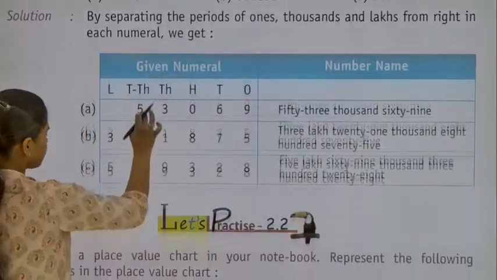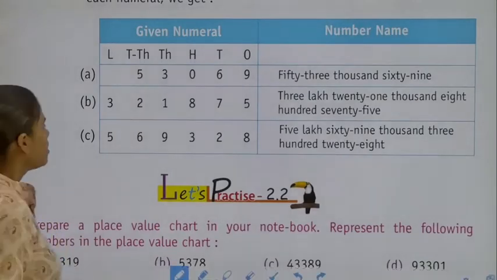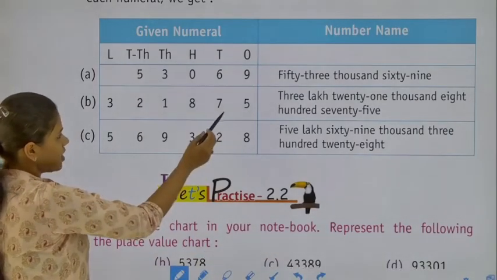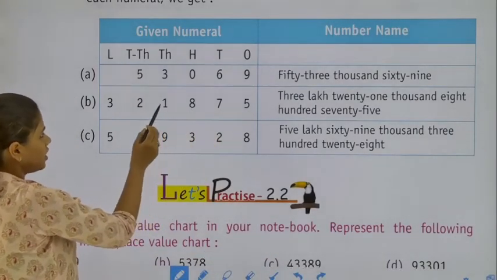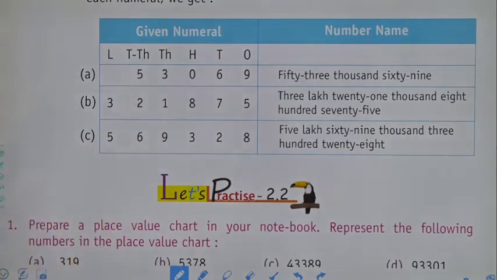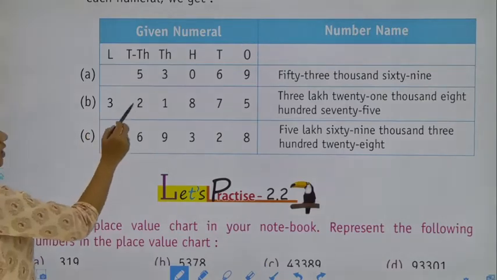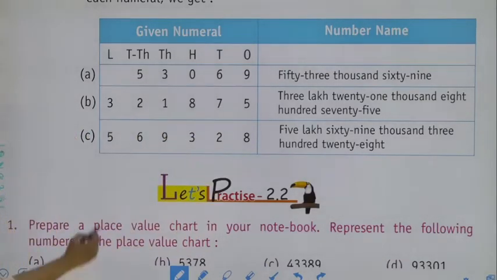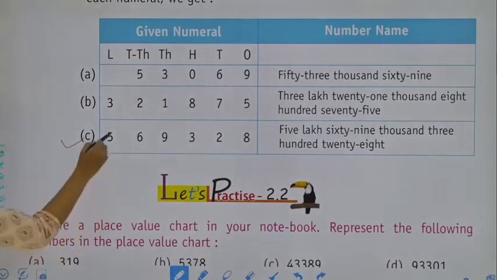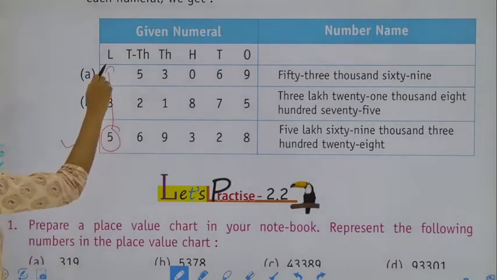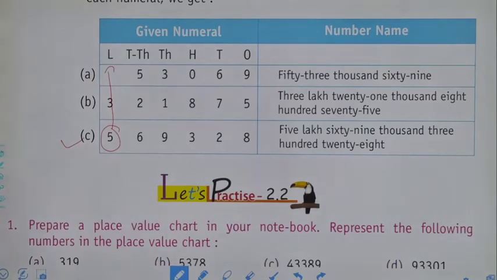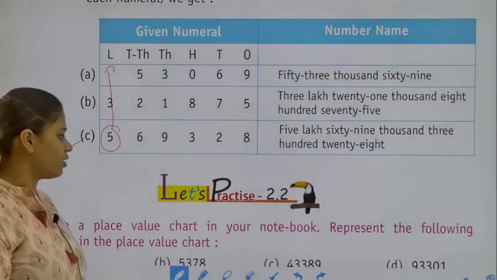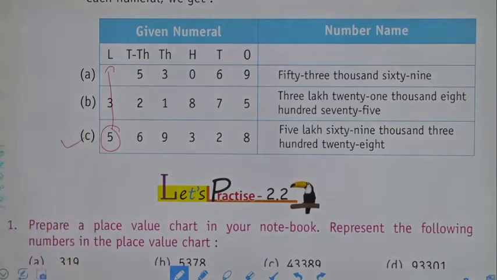Move to the next. That is B part. Again ones, tens, 100, 1000, 10,000 and lakh. तो हम इसको कैसे लिखेंगे वर्ड्स में? That is 3,21,875. Now move to the next part. Again ये किस में है students? You can see this is lakh. We will start from the 5,69,328. So this is the example.